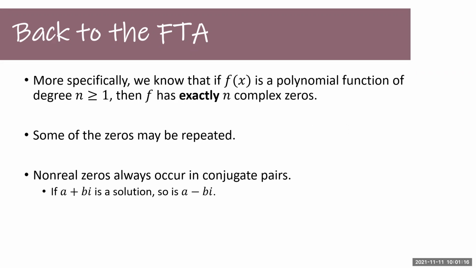Our non-real zeros, so if they're fully complex like that, they're always going to occur in what we call conjugate pairs. And conjugate pairs means that if you have a plus bi as a solution, then you also know that a minus bi is a solution. So the plus and the minus always come together in complex roots. So if I tell you that I know that 3 plus 2i is a root, then you also know that 3 minus 2i has to be a root.